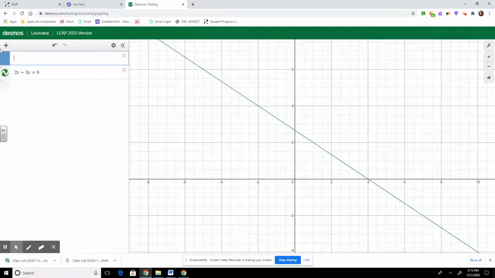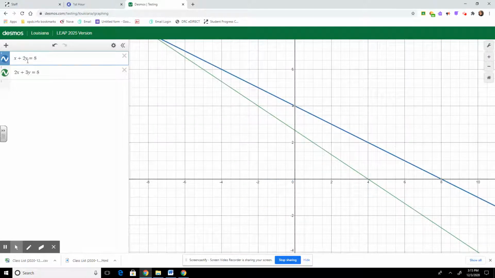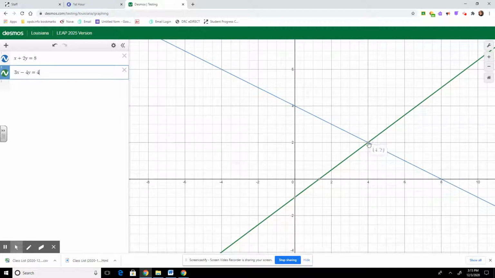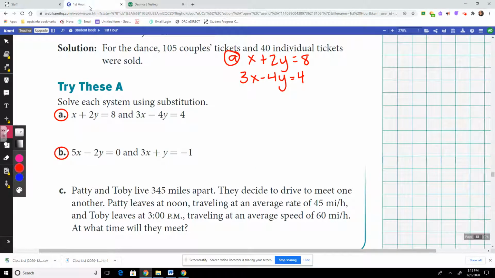Okay, so we're going to type in x plus 2y equals 8. We're going to type in 3x minus 4y equals 4. They cross and intersect at 4, 2. Positive 4, positive 2. So going back to our paper, positive 4, positive 2.